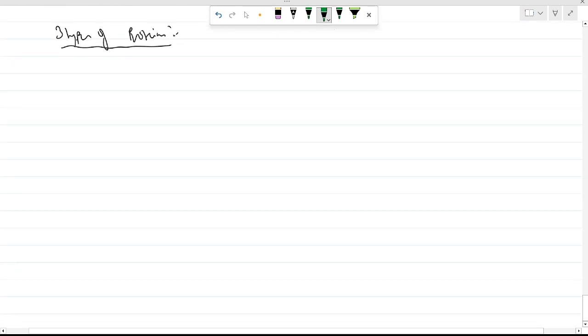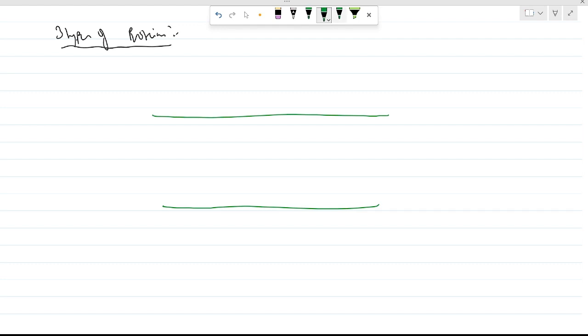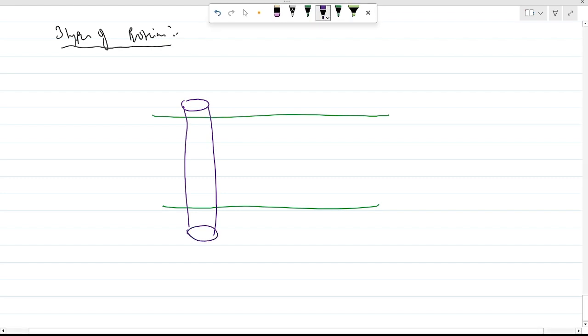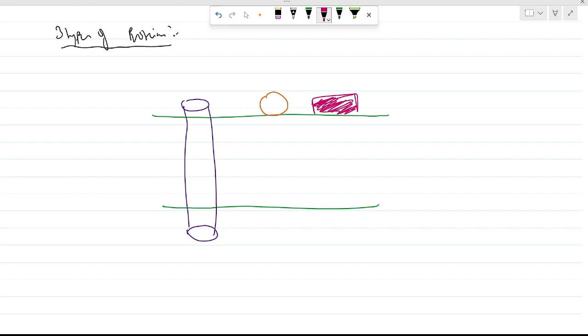So this is the outer layer, this is the inner layer, and we're going to see this one protein, this second type of protein, and this third type of protein. So there are 3 types of proteins here. Let me discuss them one by one.